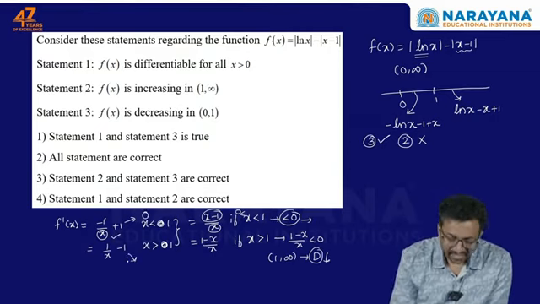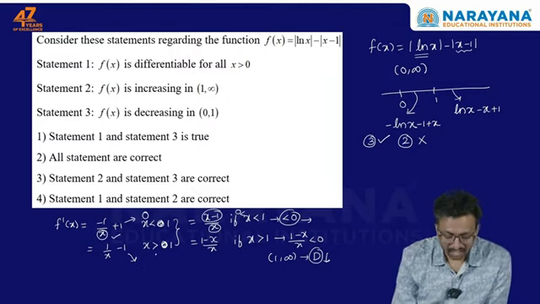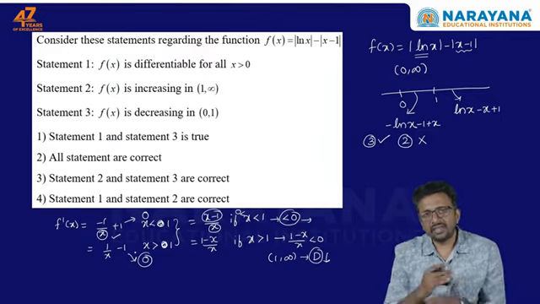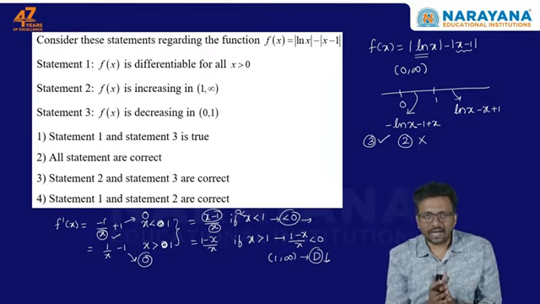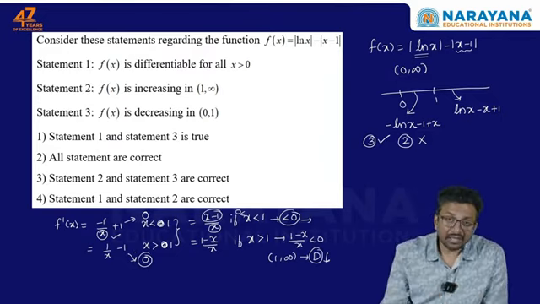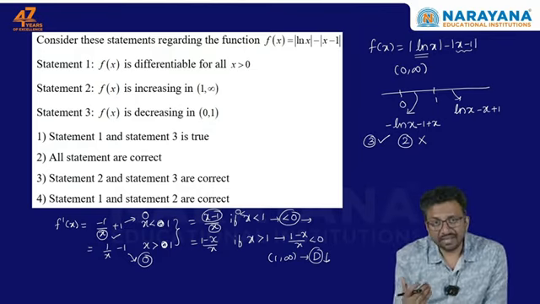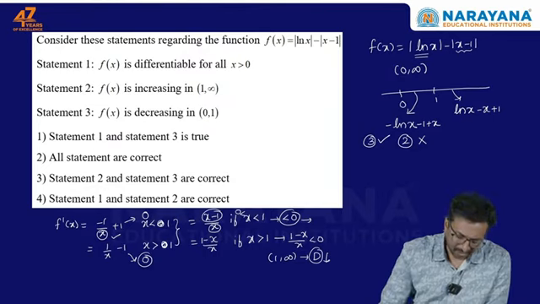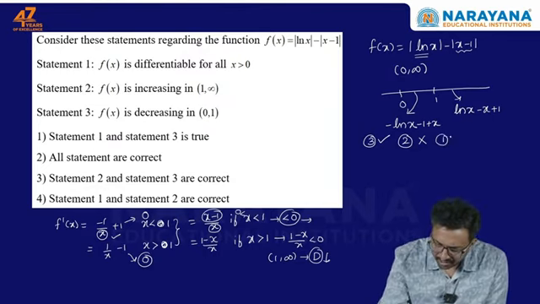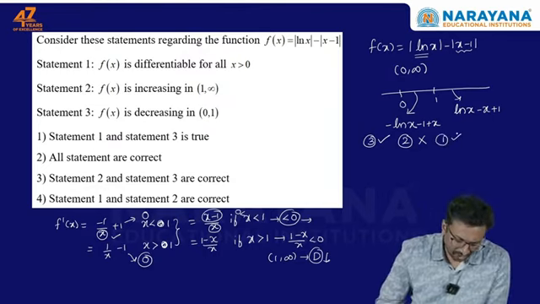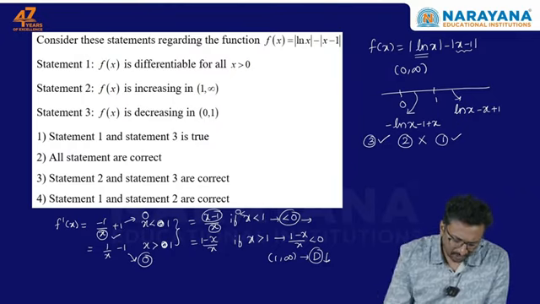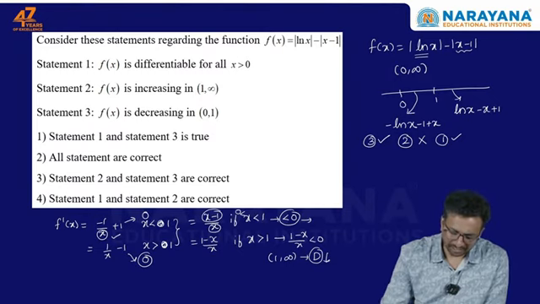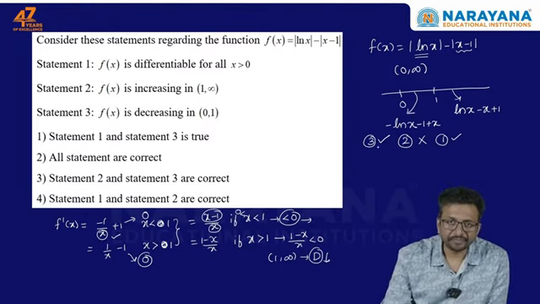On the right side, if you put x equal to 1, the right differentiation is also equal to 0. That means the left derivative is the same as the right derivative. So the function is differentiable for all x greater than 0. So statement 1 is also correct. So which option shall be marked? Statement 1 and statement 3 are true. So the first option is the correct answer.